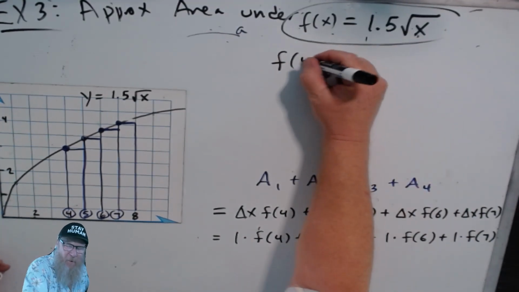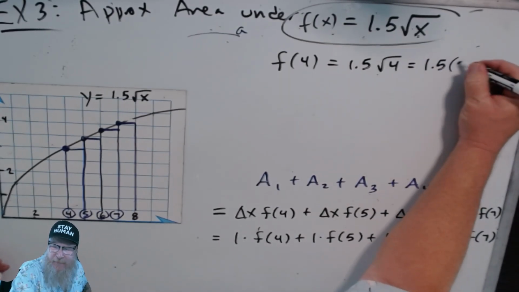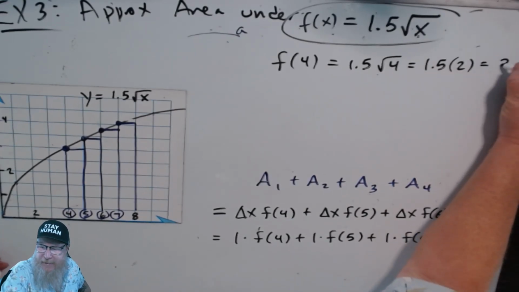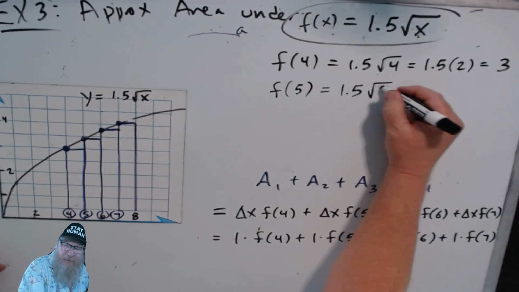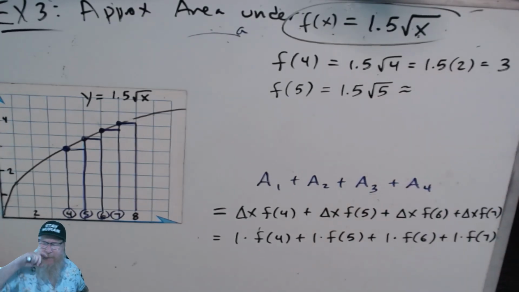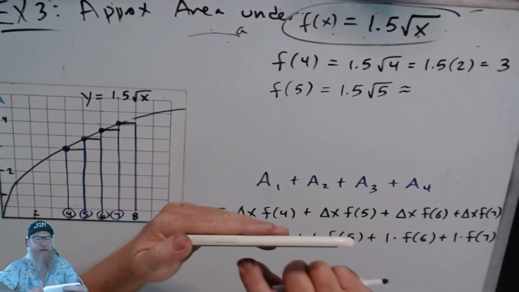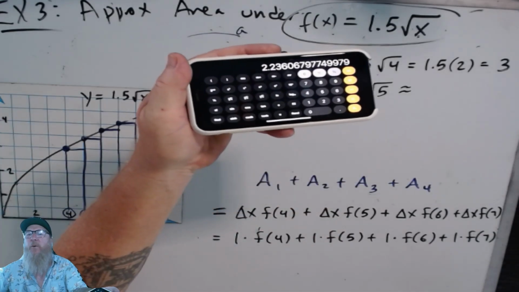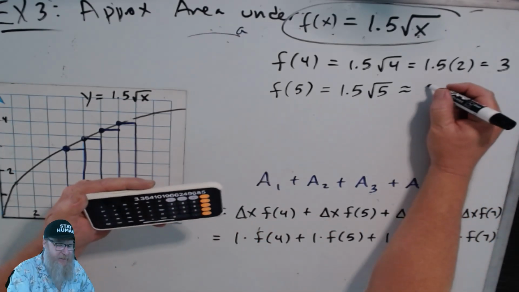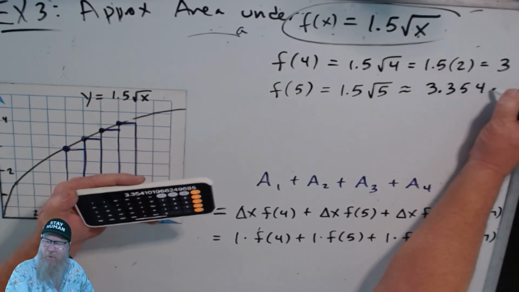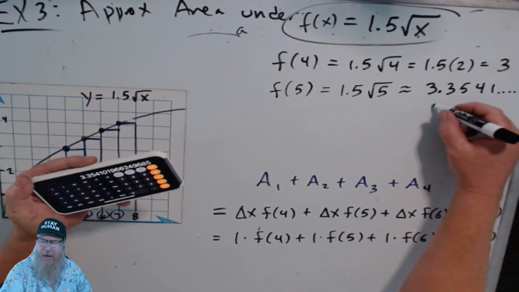So we got f of 4, 1.5 times the square root of 4, 1.5 times 2. That's easy, that's 3. F of 5, 1.5 times the square root of 5. Now this gets kind of messy because now you've got approximations within approximations, but we can handle that. Square root of 5 is about 2.23 times 1.5. So that's about 3.3541. I'm not going to round until the very end, so it's probably not a bad idea to wait to round.